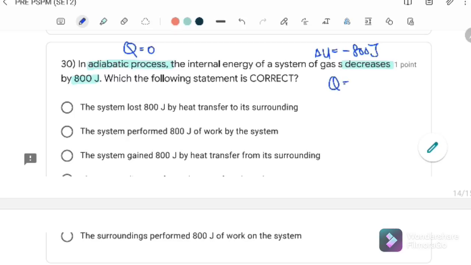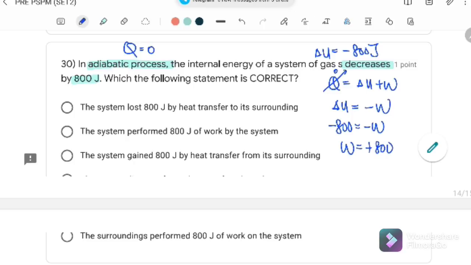So Q is equal to the change of the internal energy plus the work done. Since Q is equal to 0, our change in internal energy is equal to negative work done. So we substitute negative 800 equals negative work done, therefore the work done is equal to positive 800. If you refer back, which one is correct? The system lost 800 joule of heat transfer. This one is wrong because Q is equal to 0. The system performed 800 joule of work. By the system means that it's positive. So the answer is B.